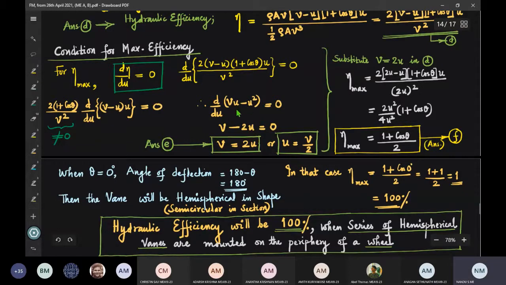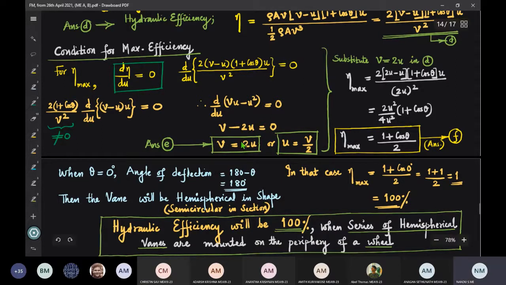So when you differentiate, what do you get? It's very simple. The first part VU, when you differentiate, you get V. Remember, you are differentiating with respect to U. And for U squared, the derivative is 2U. So V minus 2U is equal to 0. V is equal to 2U, or U is equal to V by 2. The condition is exactly the same as the case when we used a series of flat vanes mounted on the wheel.